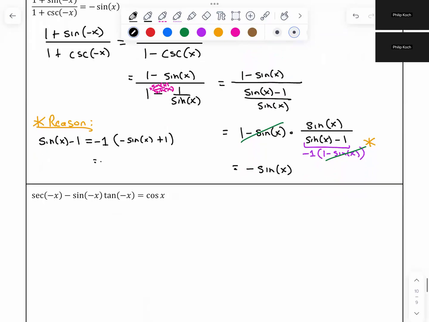And this becomes negative, and then it's going to be 1 plus negative sine of x, which then becomes negative quantity 1 minus sine of x. I can change the adding a negative to subtraction. Is that okay? Weird algebra, but now you know it.